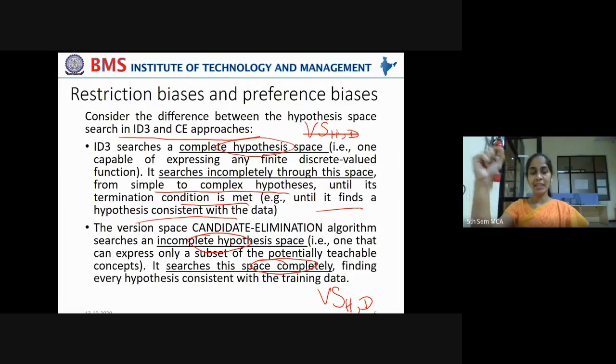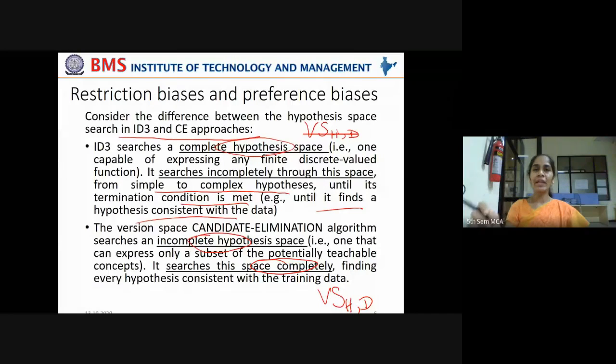It searches each and every hypothesis. It tries to find whether each and every hypothesis is consistent with the training examples. If any hypothesis is found to be not consistent, that hypothesis is eliminated from the hypothesis space. That is why it is called the candidate elimination algorithm. Got it now? Now let me read once again.